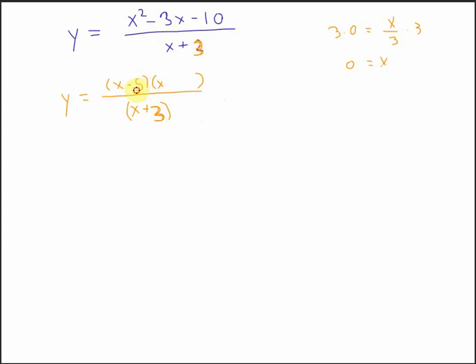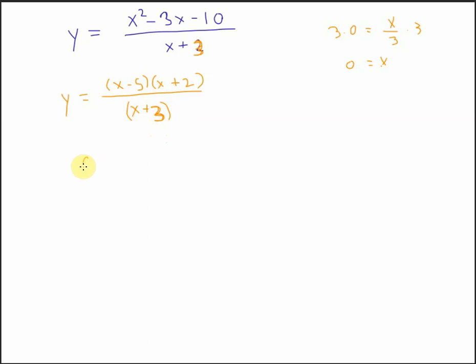Some of you are saying, oh, I see why. I didn't want to create a hole. I accidentally created a hole. Okay, so now there are no holes and no vertical asymptotes. The numerator is going to show us where it crosses the x-axis, where it equals 0. When the denominator equals 0, that's going to show us where vertical asymptotes are. So right now I can tell you there's a vertical asymptote at x equals negative 3.